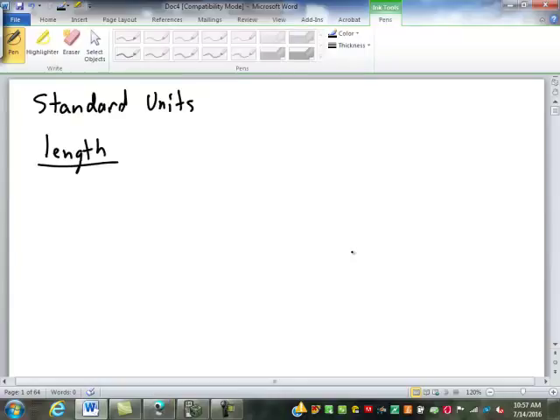So the inch was the smallest standard unit used. Can anybody tell me what the next biggest unit used? The next biggest standard unit is? The foot.